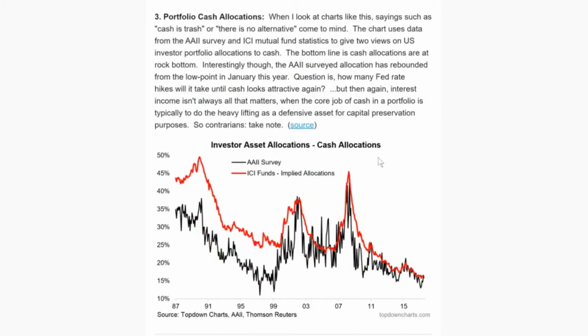Number 3, portfolio cash allocations. So this is showing you in the black line the AAII survey of portfolio allocations, and basically that has rebounded from the January lows, but is still around cycle lows. And you can see, this is usually what we see towards this point of the cycle. So it's one of those background features, almost like valuation in a way. But it just goes to show that investors, you wouldn't call them fully invested, in that cash is still around 15 to 20%. But relative to average, they're fairly fully invested.